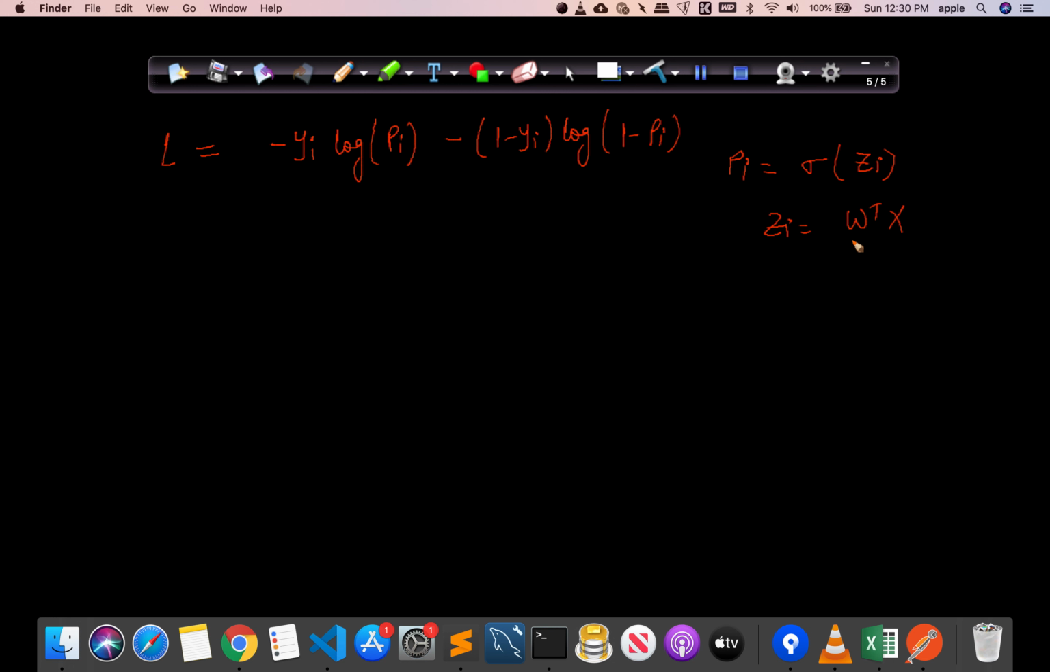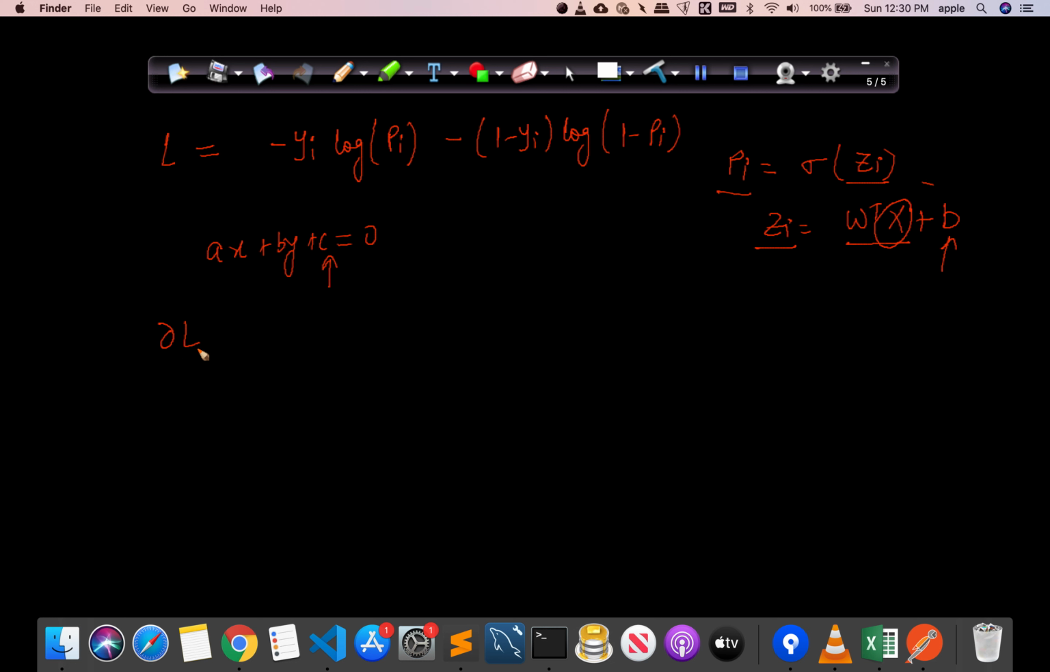Until now we were using only w transpose x, but the real equation will be w transpose x plus bias term, because the equation of line is ax plus by plus c equals 0. This is the bias term, that is the y-intercept. So we have to add this bias term also in our equation. So this is our complete equation. Okay, so this is pi. Pi is a function of zi, and zi is a function of x.